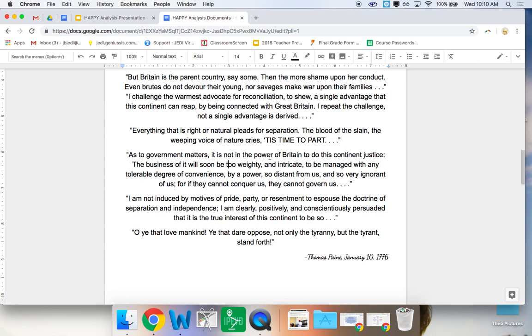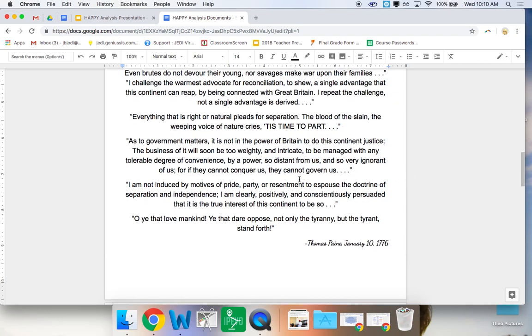As the government matter, it is not of the power of Britain to do this continent justice. The business of it will soon be too weighty and intricate, and be managed by any tolerable degree of convenience by a power too distant from us. All right, so us. Now this verifies what I thought, that Thomas Paine is writing this in the colonies, and he's writing it to the colonists. The king is distant from us. So he's not in England, he's in the American colonies. So very ignorant of us, and if they cannot conquer us, they cannot govern us.